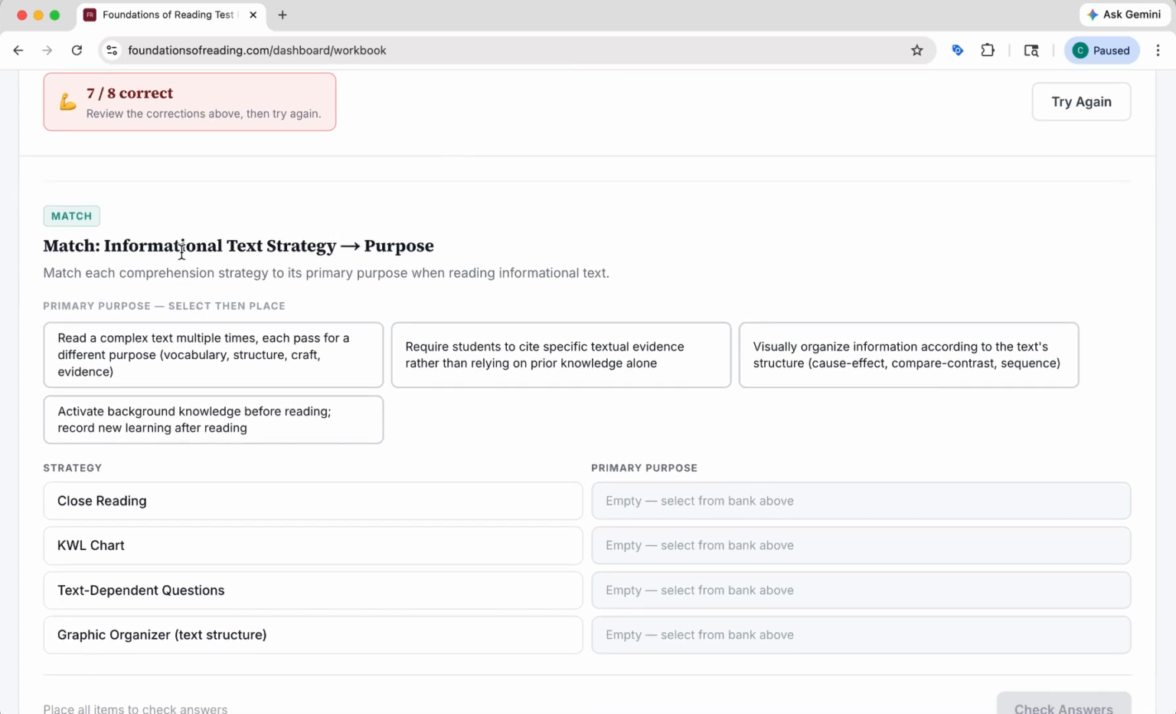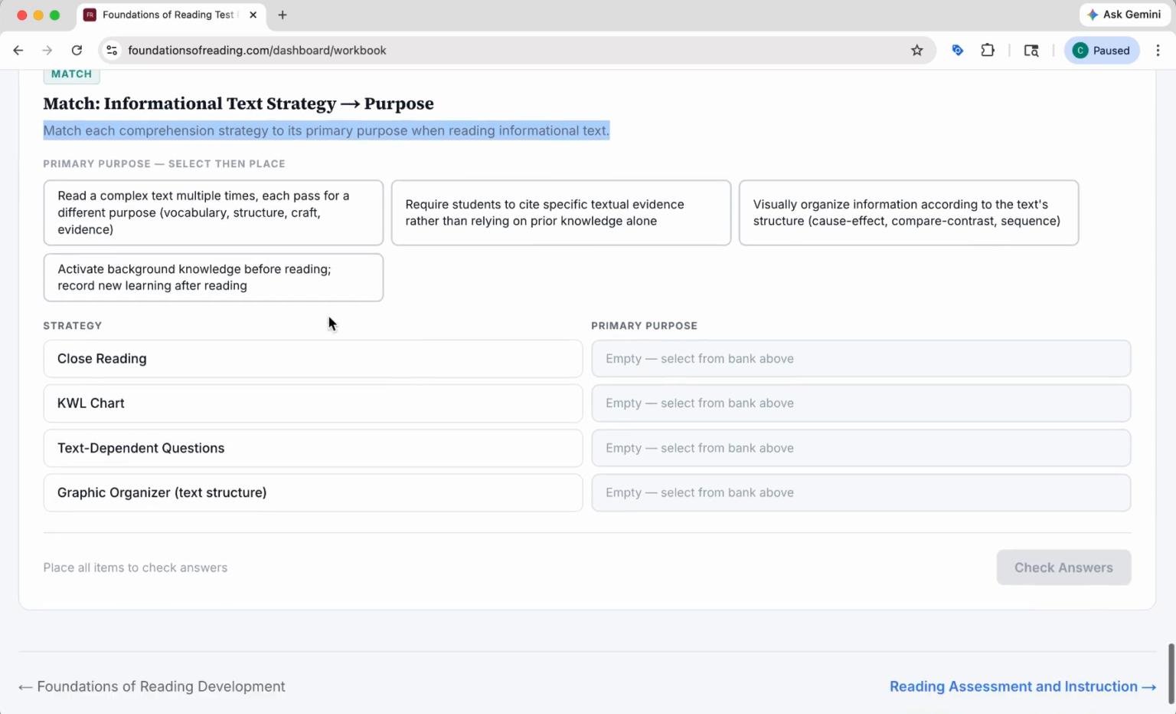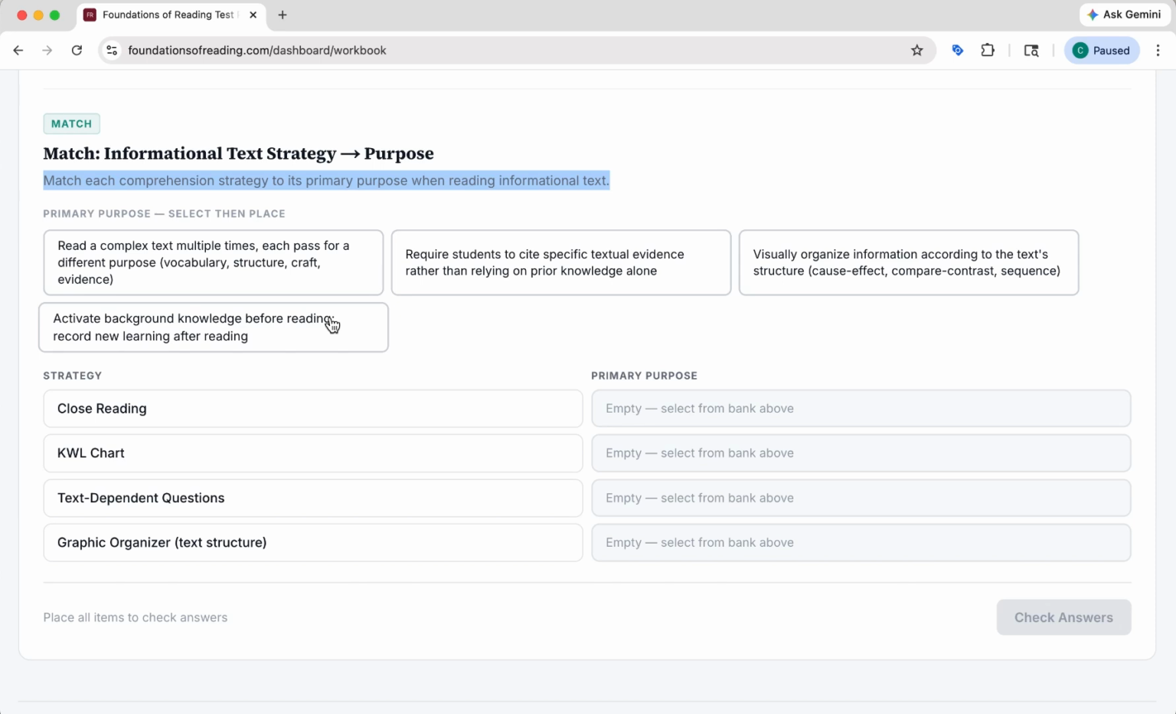Next up, match informational text strategy. We've got purpose. Match each comprehension strategy to its primary purpose when reading informational texts. Another important part here, your actual Foundations of Reading exam will definitely check your understanding of informational text strategies. So here we have close reading, KWL chart. You'll recall that KWL means what do you know, what do you want to know, and what did you learn? And text-dependent questions and graphic organizer. So which of these is close reading? Take a moment here, pause the video, and find the fit.